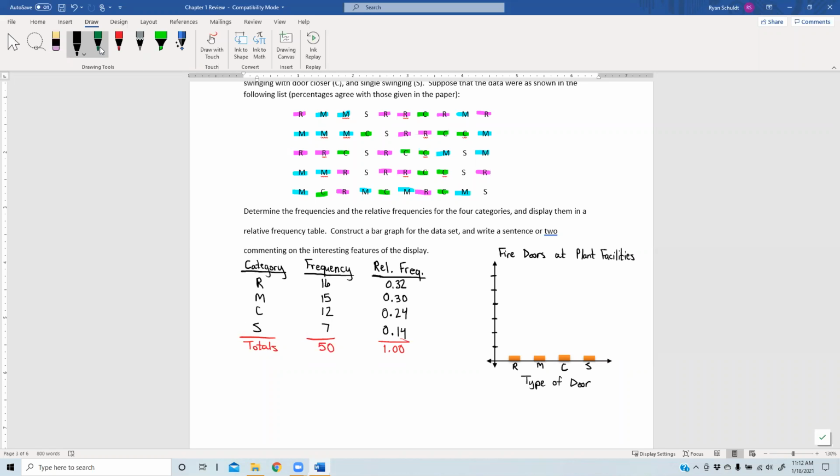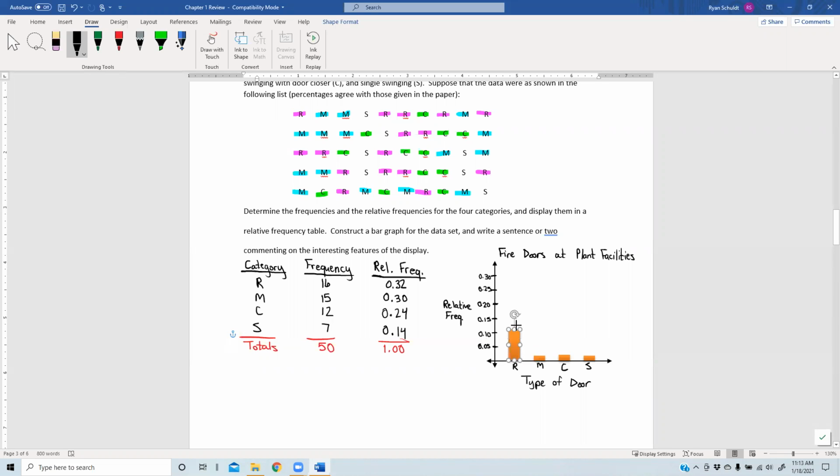We're going to do, like I said, relative frequency here. So this is relative frequency. And we're counting by 0.05. Okay, so let's go through and adjust our bars accordingly.